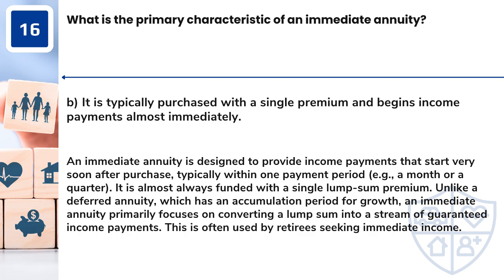An immediate annuity is designed to provide income payments that start very soon after purchase, typically within one payment period, e.g., a month or a quarter. It is almost always funded with a single lump sum premium. Unlike a deferred annuity, which has an accumulation period for growth, an immediate annuity primarily focuses on converting a lump sum into a stream of guaranteed income payments. This is often used by retirees seeking immediate income.